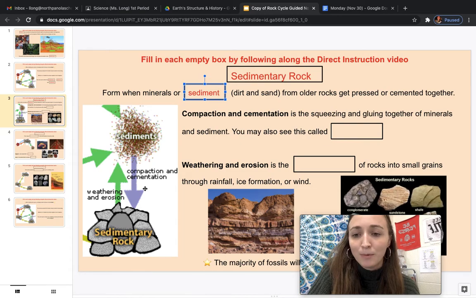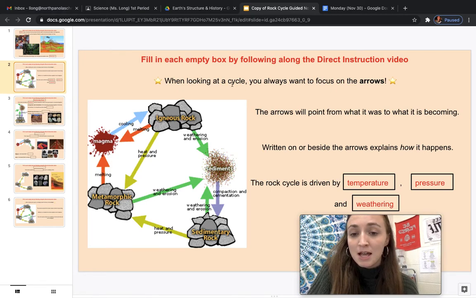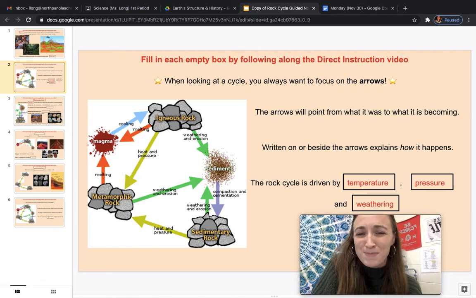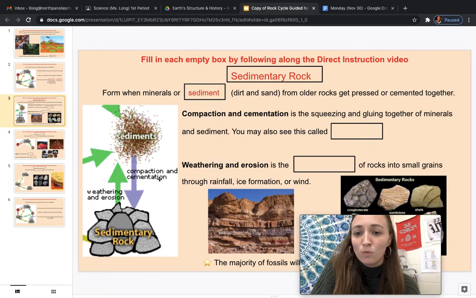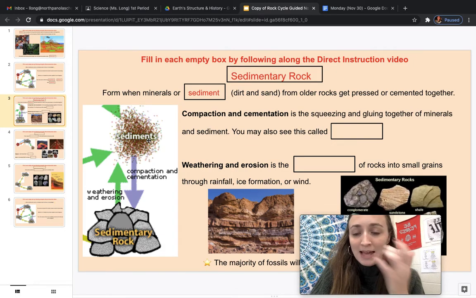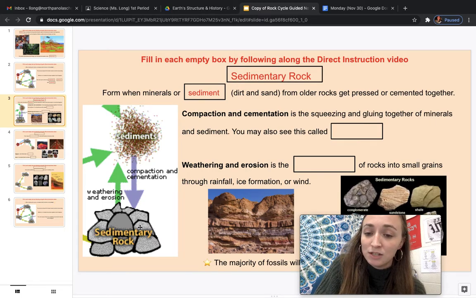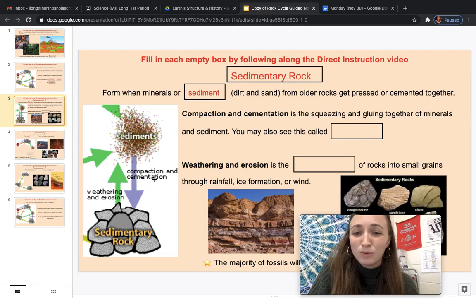So before I move on, you'll see over here when I'm talking about these 3 different types of rocks, I'm going to slowly walk us through this rock cycle so you can see it part by part, piece by piece, so you know exactly what's going on. So here we have sediment, right? Like I said, dirt or sand. So again, focus on those arrows. For sediment to become sedimentary rock, so we're looking from sediment and the arrow is pointing to sedimentary rock, we need what's called compaction and cementation.